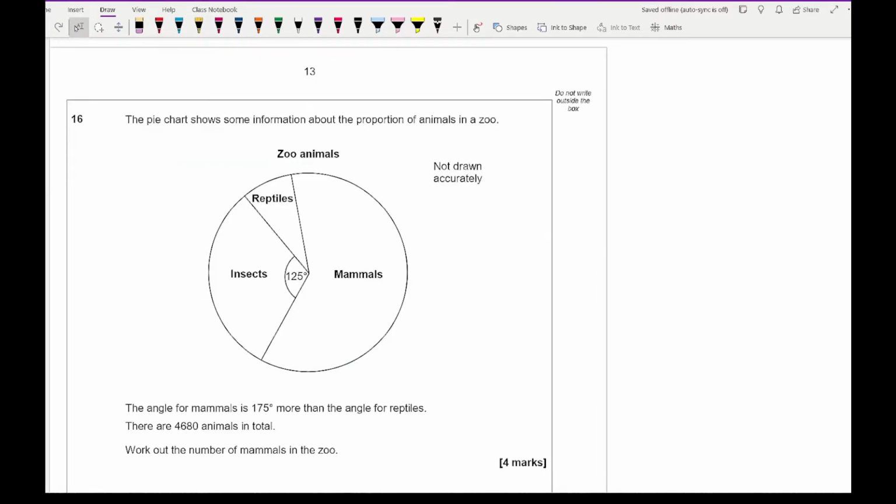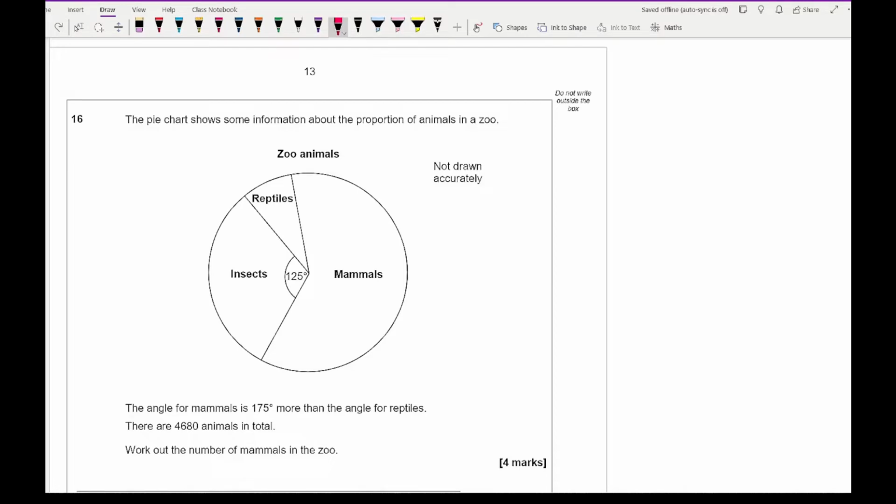So looking at question 60, it says the pie chart shows some information about the proportion of animals in a zoo. The angle for the mammals is 175 more than the angle for reptiles, and there are 4,680 animals in total. And the question is asking us to work out the number of mammals in the zoo.